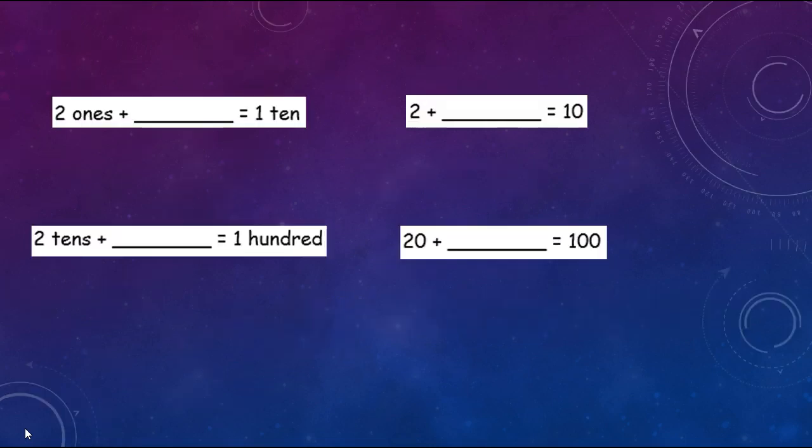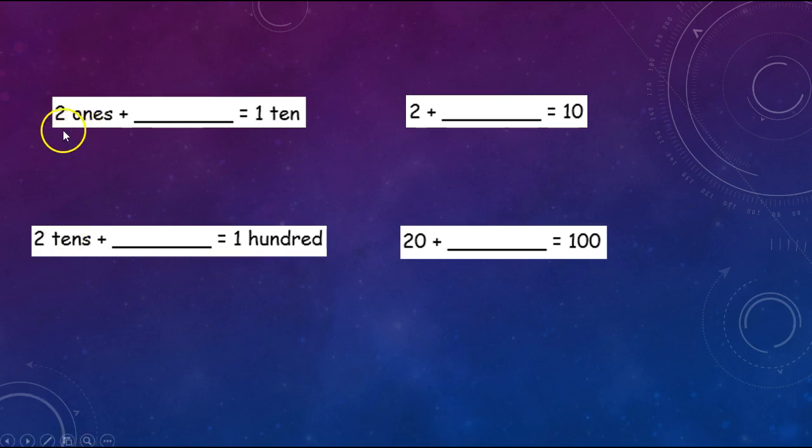So I have a couple problems here. The first problem here, they're going to be in ones to tens or tens to hundreds. The second one is going to be our normal number sentence. So let's go ahead and figure all of these out.